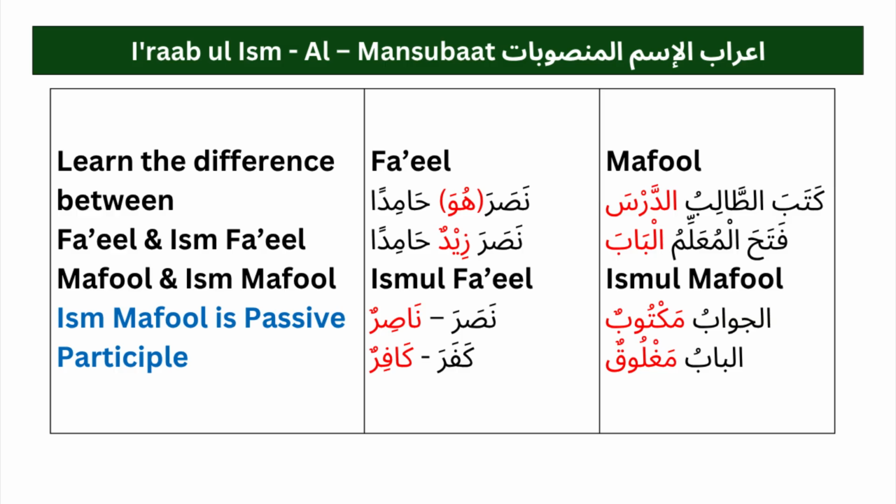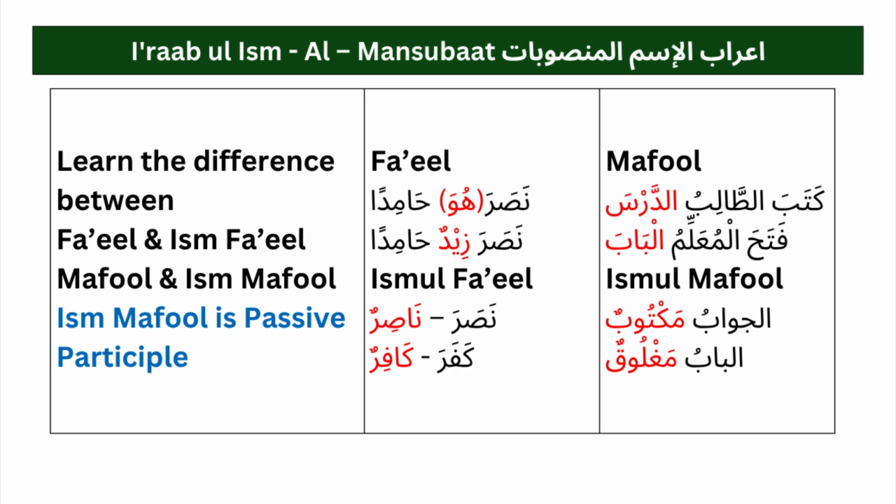The page gives the example, Nasara Hamidan and Nasara Zaidun Hamidan. The point here is that the fa'il is the one who performs the verb in the sentence, which is hiding hua inside nasara. So if the sentence says, someone helped, then the one who helped is the hidden fa'il hua.